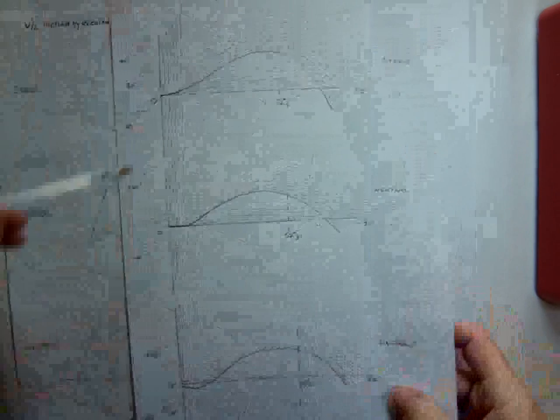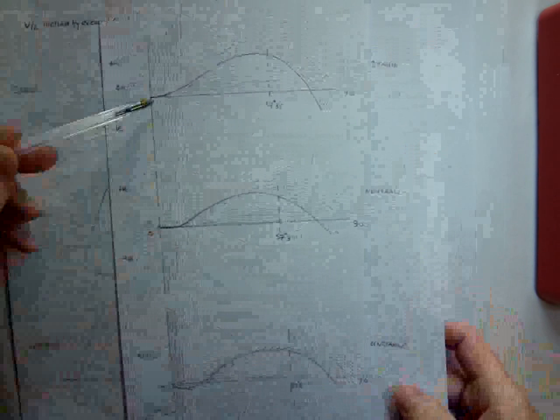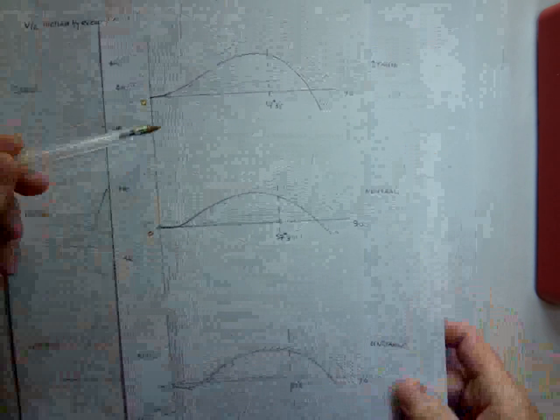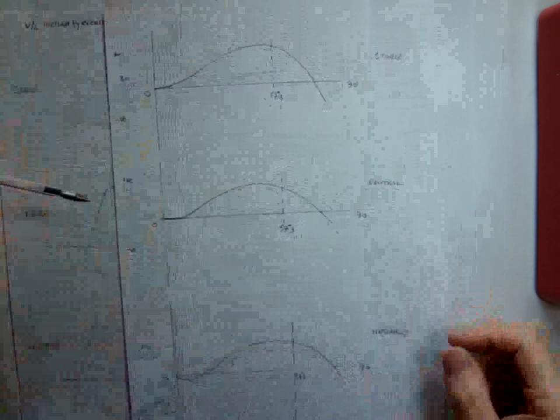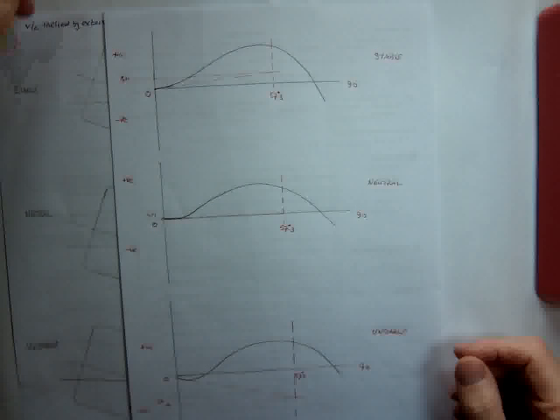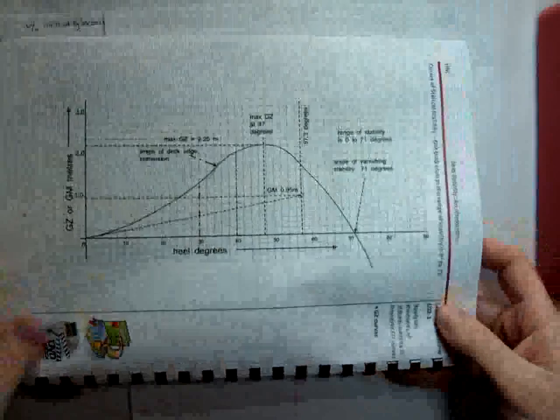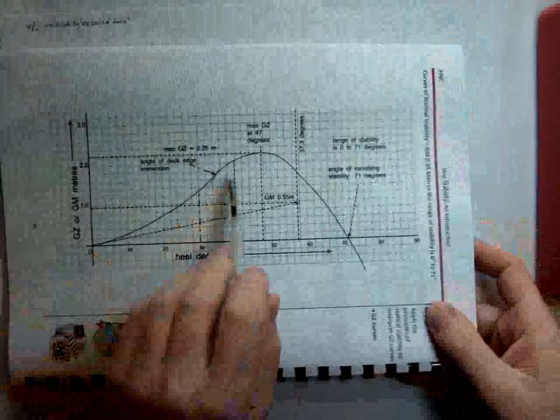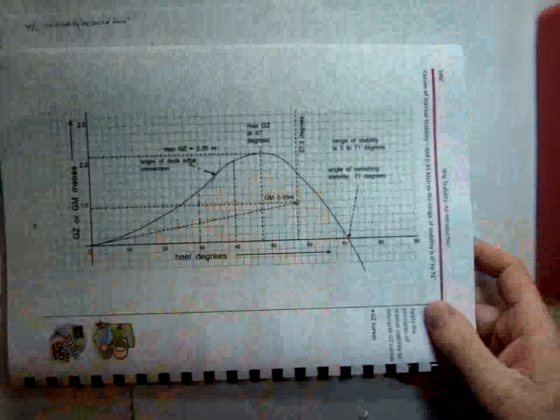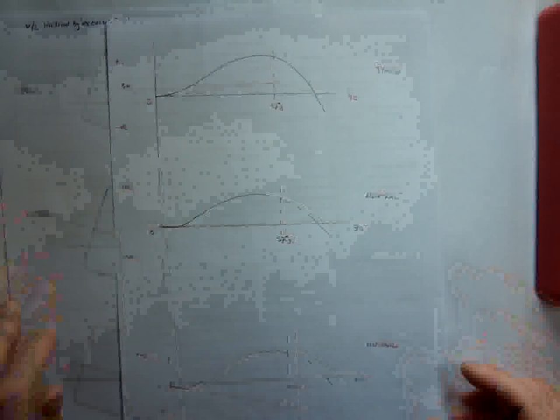Okay, what I want to do now is look at the GZ curves, and we've got three different ones here, and we're going to look at how they relate to a vessel's situation, whether it's stable, neutral or unstable. Just to recap, initially we had a look at this typical GZ curve and we could get all the different values off it. Now I've just done three basic sketches here: a vessel that's stable, a vessel that's neutral and a vessel that's unstable.